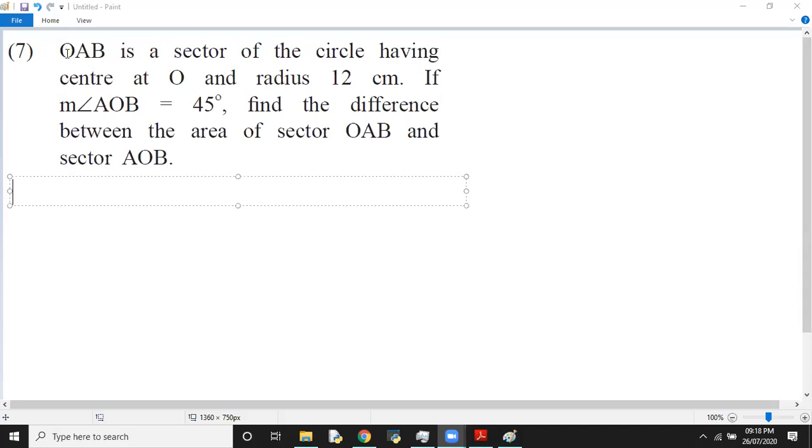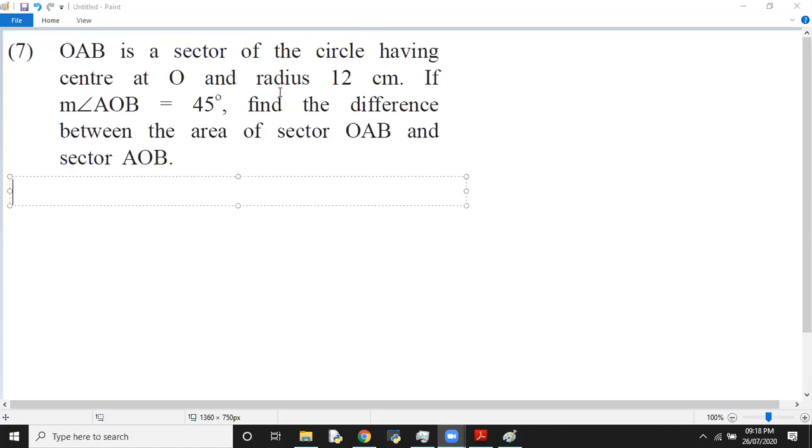Here the question is: OAB is a sector of the circle having center at O and radius 12 centimeter. If measured angle AOB is 45 degree, find the difference between the area of sector OAB and sector AOB. Here there are two sectors. The first sector name is OAB and the second sector is AOB.